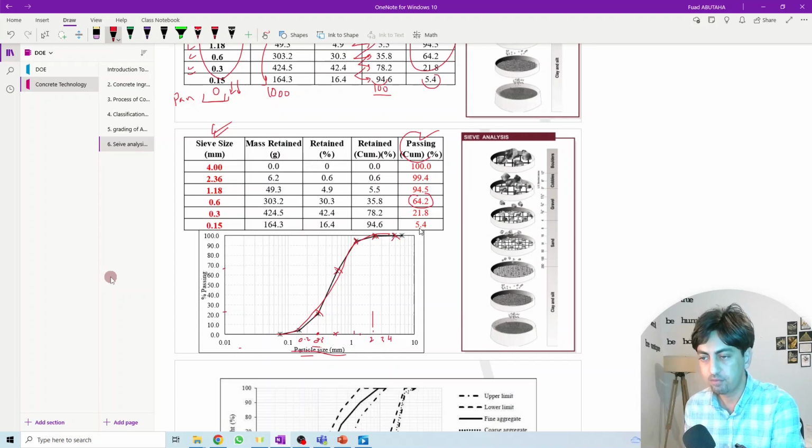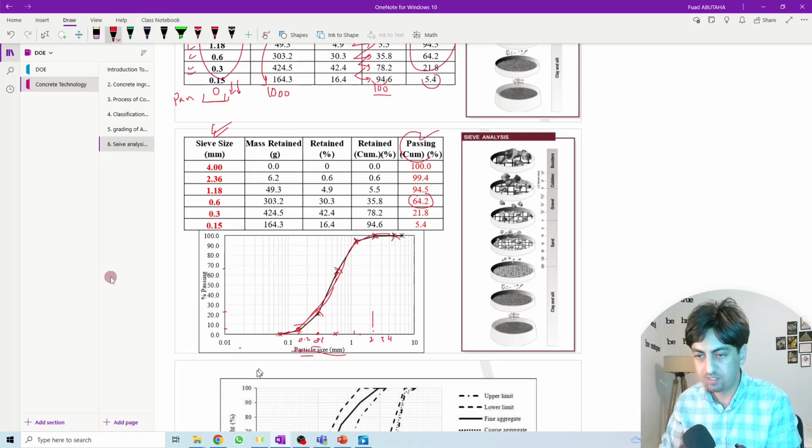Then 0.15, 5.4. What is 0.15? This is 0.1, this is 0.2. 0.15 will be somewhere here, and we will go up to 5. So this is the 5. We draw, we get this point, etc. Then we draw the S curve that passes through all these points. So after all the calculation and all the process, I draw this one.